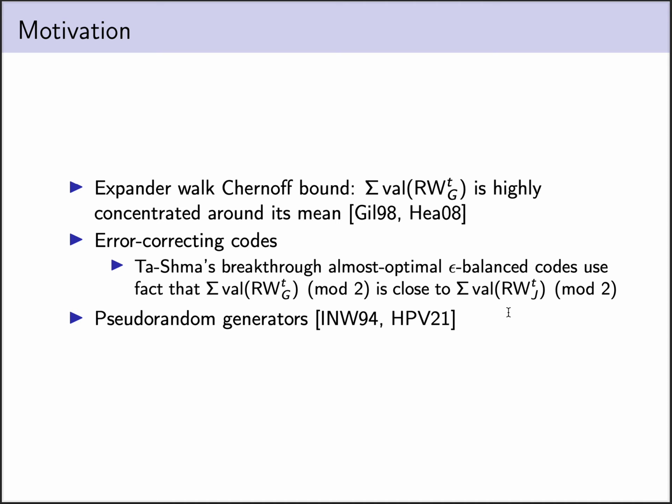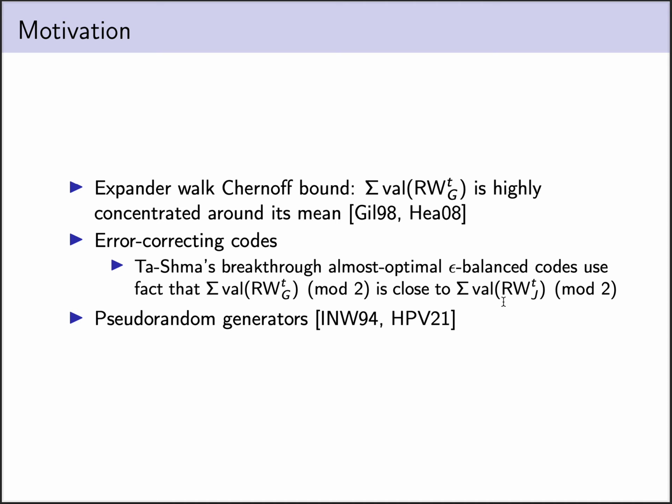Another motivation is error correcting codes. Ta-Shma's breakthrough construction of almost optimal epsilon-balanced codes is based on the previously known fact that the sum of the labels from a random walk on an expander, when taken mod 2, converges exponentially quickly towards a 1/2 Bernoulli, which is what we get when we take the sum of the labels from a random walk on the complete graph mod 2. This is actually the binomial distribution modulo 2. And one of our results for permutation branching programs, which I unfortunately won't have time to talk about here, actually generalizes this result, for instance, to larger moduli.